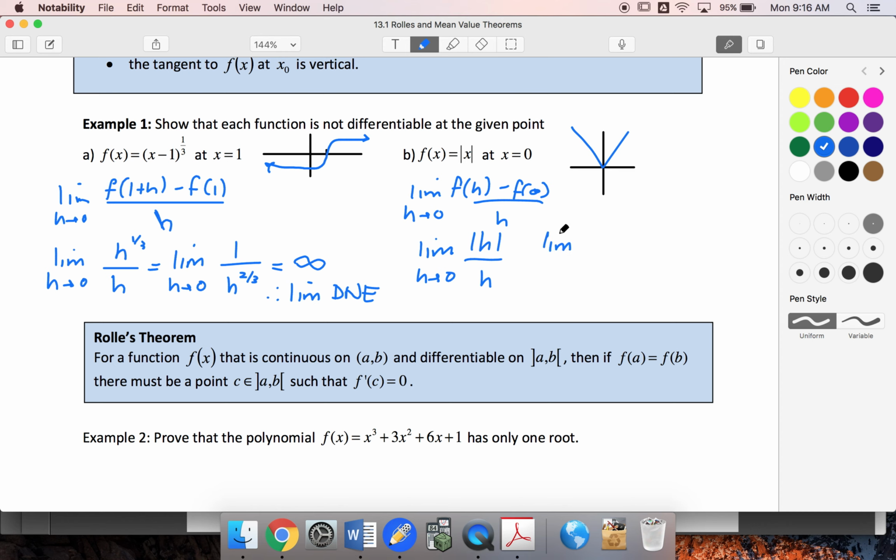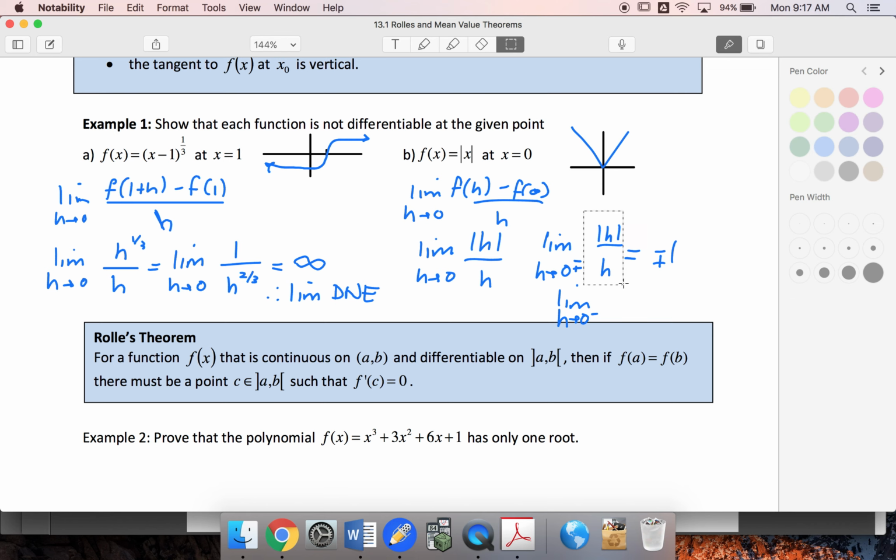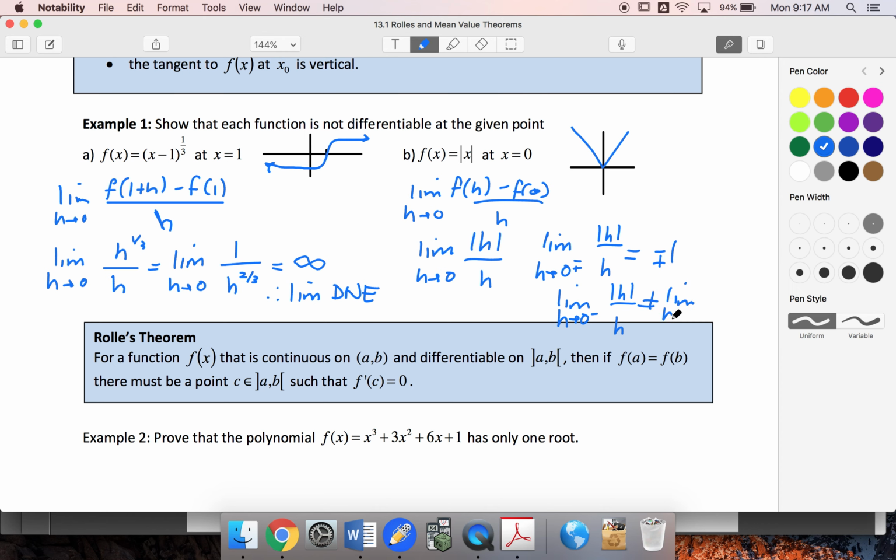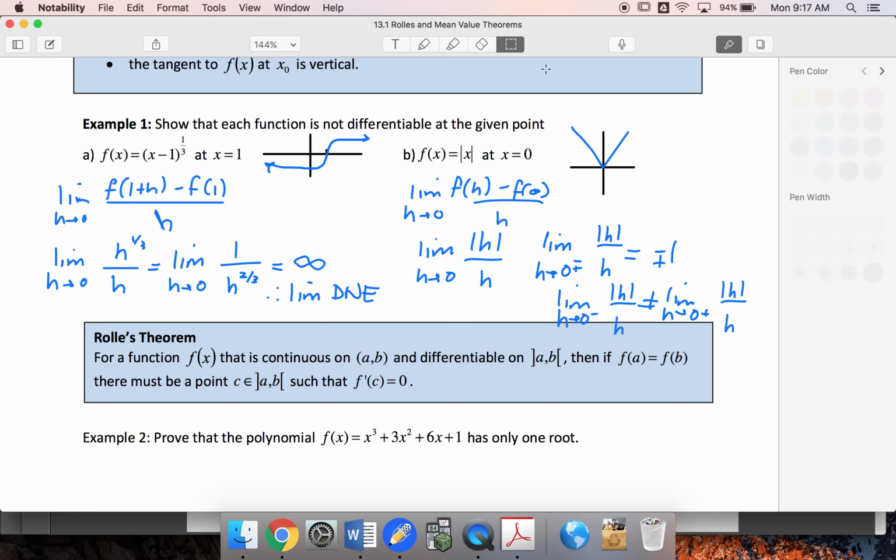But if I approach this going to 0 from the left, then that limit ends up being negative 1. And if I approach it from the right, then I end up with positive 1. So these two limits do not equal each other. So the limit as h goes to 0 from the left of my quantity does not equal the limit as h goes to 0 from the right of my quantity. Therefore, not differentiable at that point.